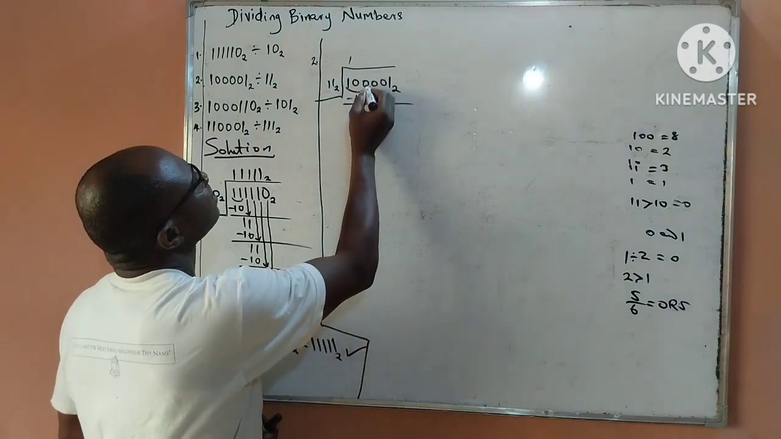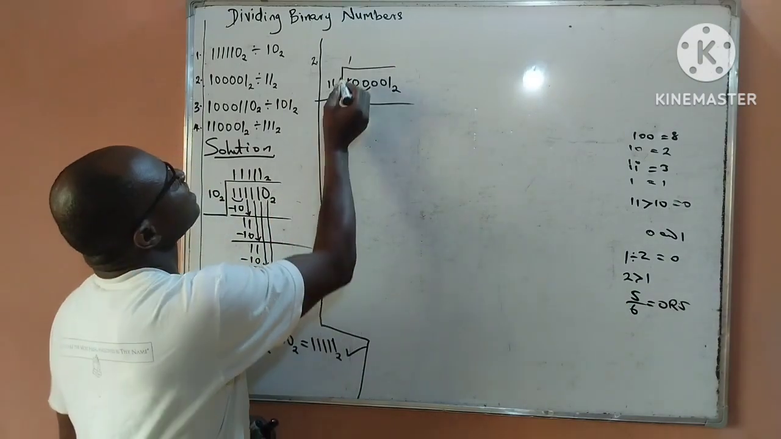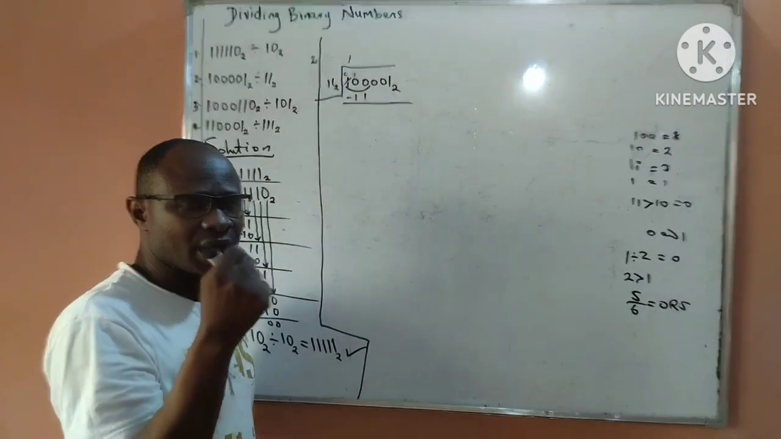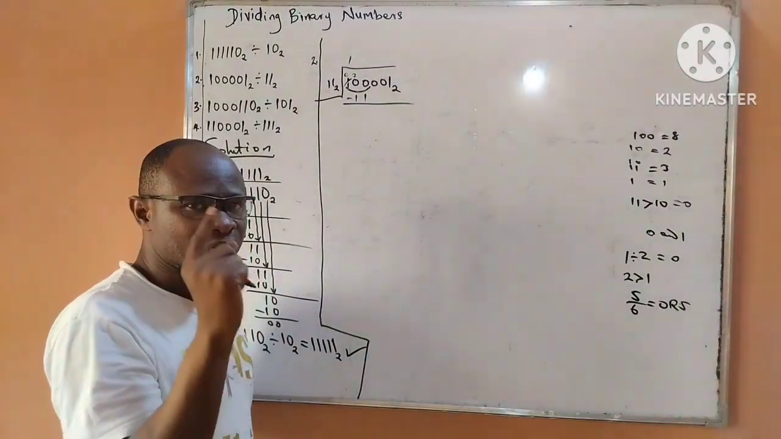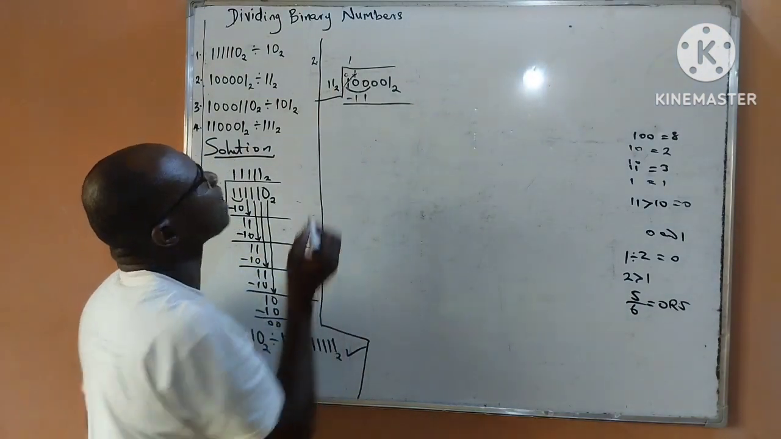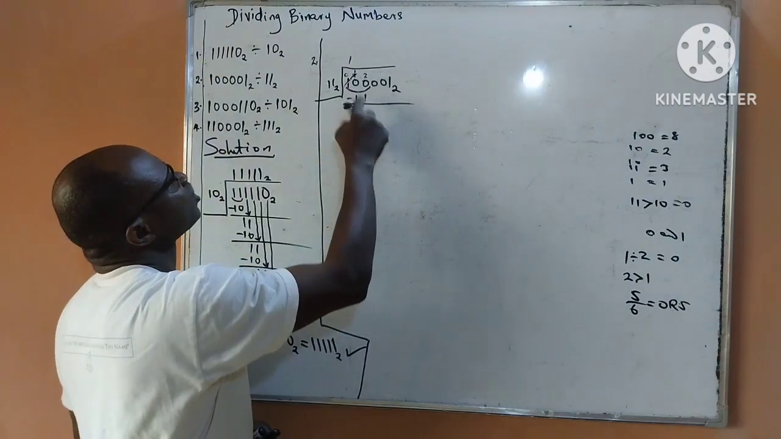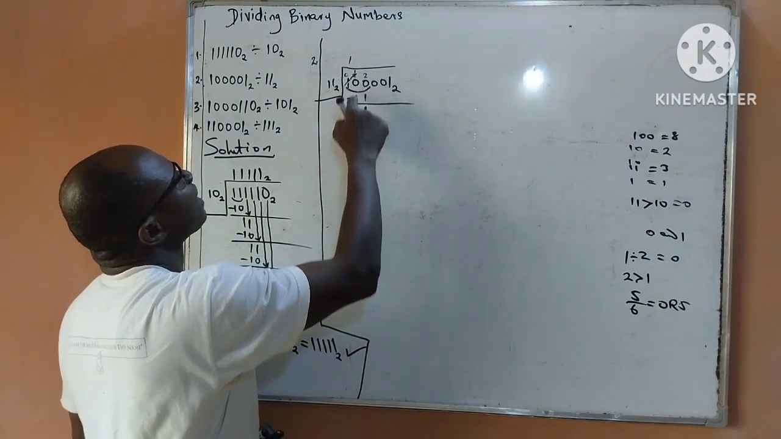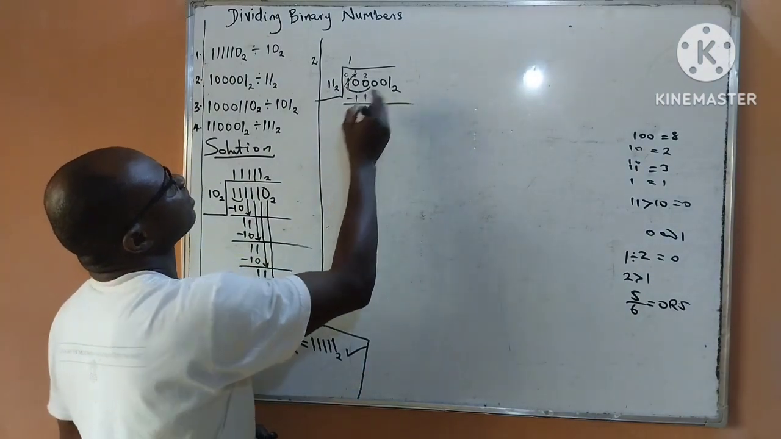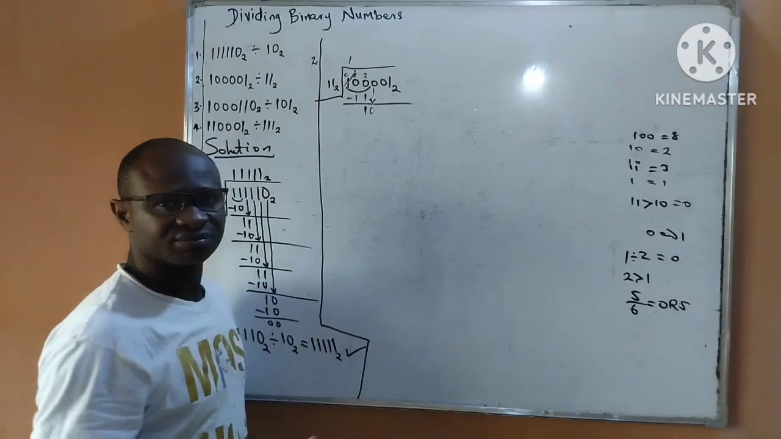We subtract. 0 minus 1 cannot go. We borrow this one here, it will remain 0 in this place. Move it here, it will be 2, because when you borrow a number, it becomes 2 since it is in base 2. So I borrow 1 again here, it will remain 1. I move it to this place, it becomes 2. 2 minus 1 will give me 1. 1 minus 1 is 0. And here is already 0. I will bring down this 0 to have 10.